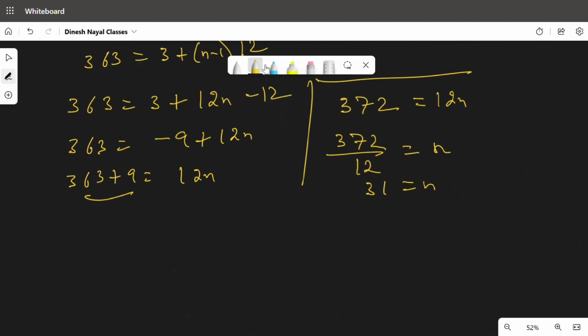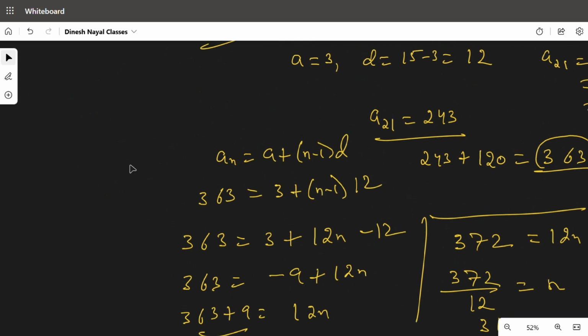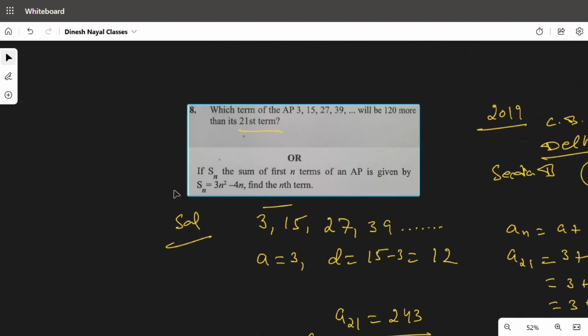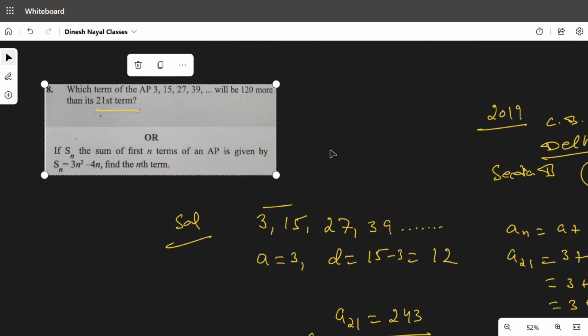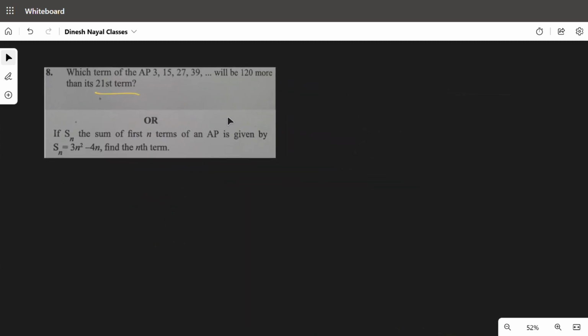The value of this will be: the 31st term is 120 more than the 21st term. Okay, so now we have one more part. They're saying 'or'. Let's shift this question a bit over here, it becomes easy for us to solve.